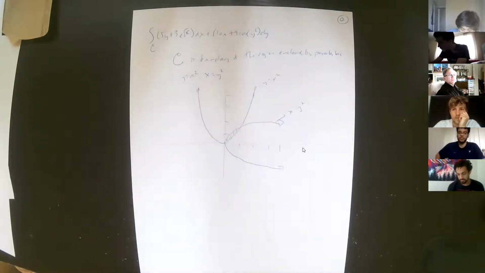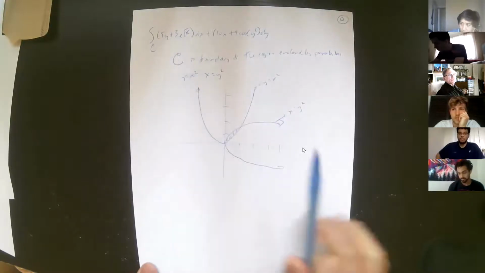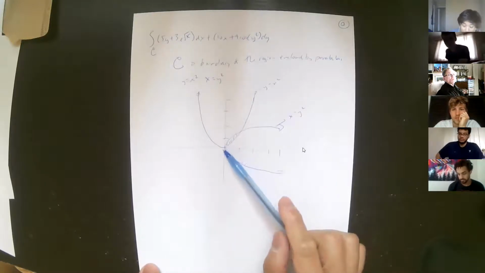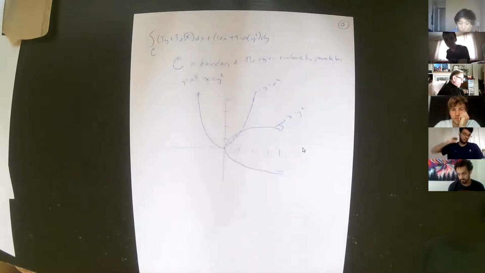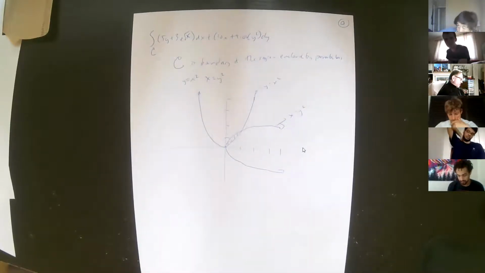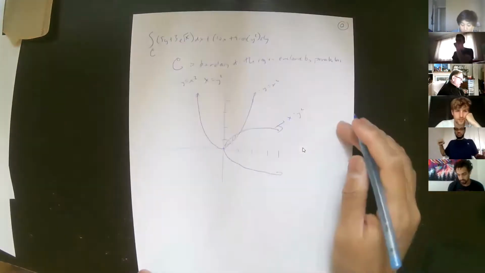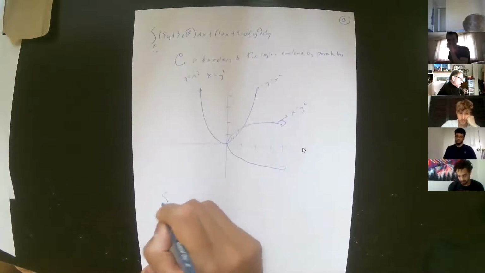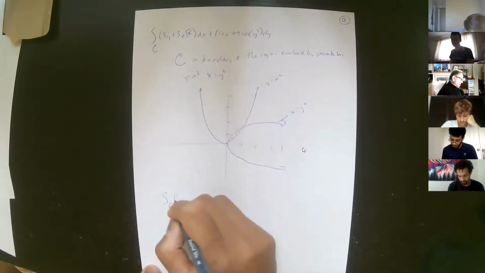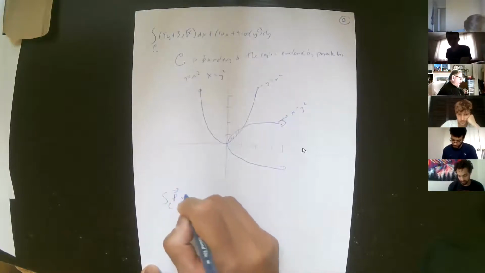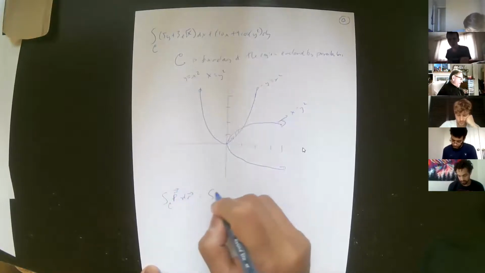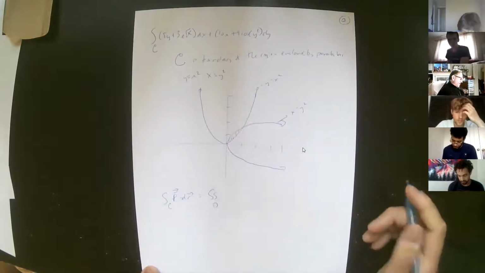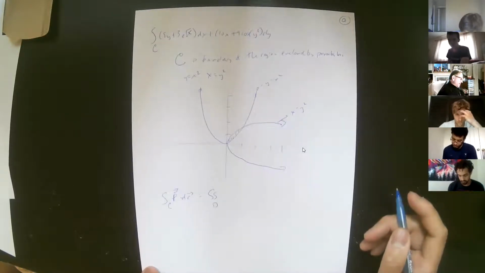But we want to use Green's theorem. This curve sounds very horrible to parameterize over, and I've got this e to the square root x stuff in the exponent. Don't really want that. We're going to use Green's theorem. So what does Green's theorem say? This integral of F dot dr is equal to the double integral over the region of what?